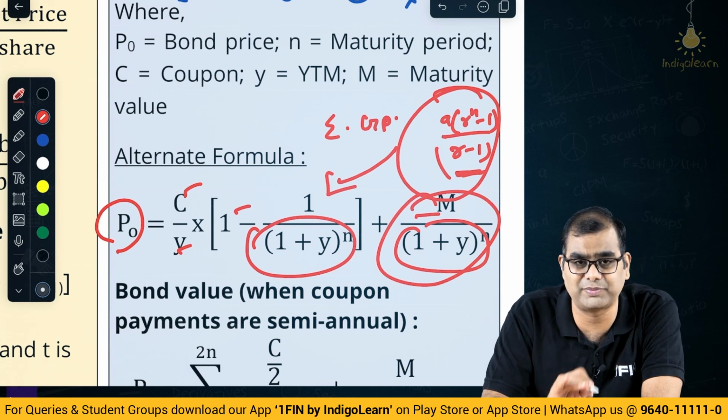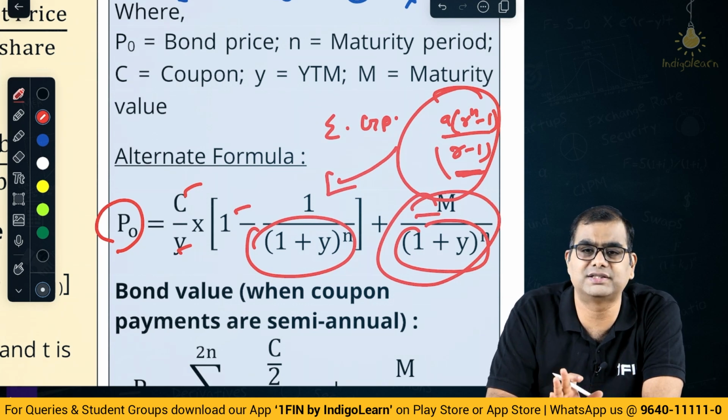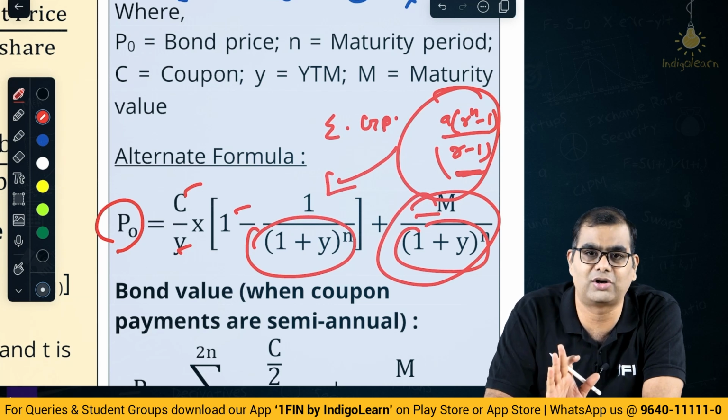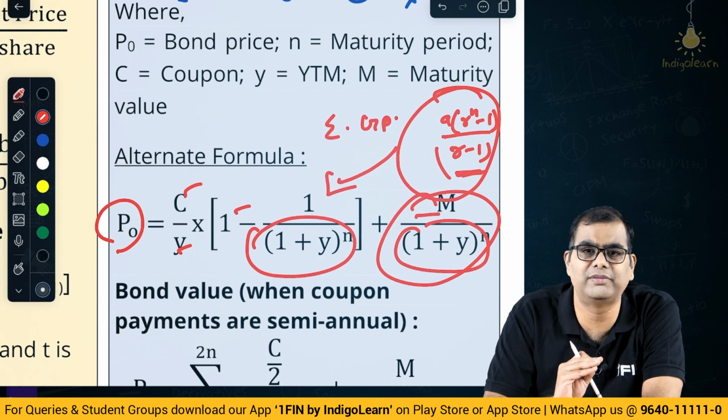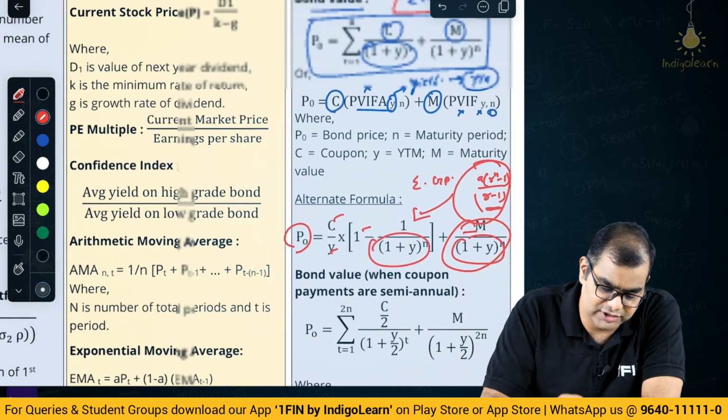In this particular chapter, other than 1 or 2 formulae, I strongly suggest that you don't remember the formulae. Please remember the concept, because unnecessarily you will overthink. Anyway, so this is one.